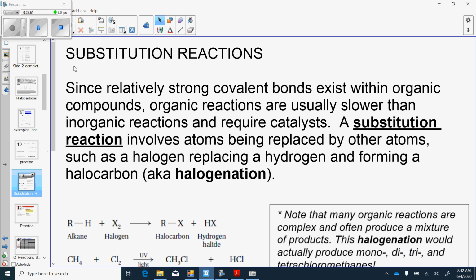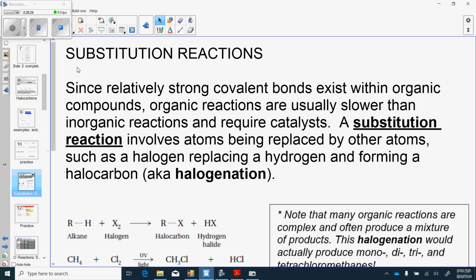These are substitution reactions. And so since relatively strong covalent bonds exist within the organic compounds, organic reactions are usually slow. They are not going to happen as fast. And sometimes they need some help. And we've looked at that before. So when we looked at reaction mechanisms and rates of reaction, we talked about catalysts. A catalyst is a chemical that you can put in. It's not involved in the reaction, but it lowers the activation energy so that our reactants can have more successful collisions. So often with these organic compounds, you'll see something written on the arrow. That's the catalyst that's going to be used for them.